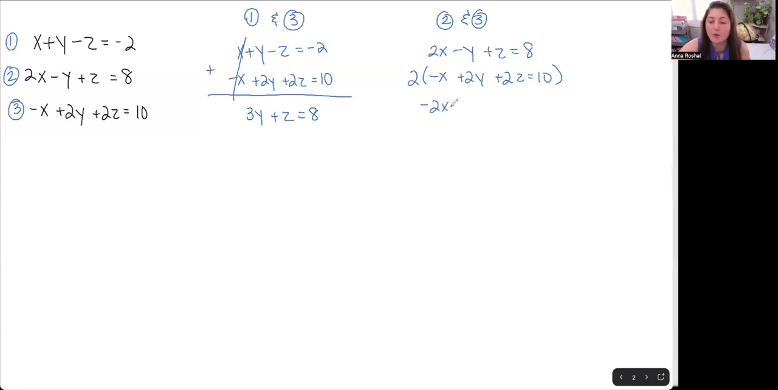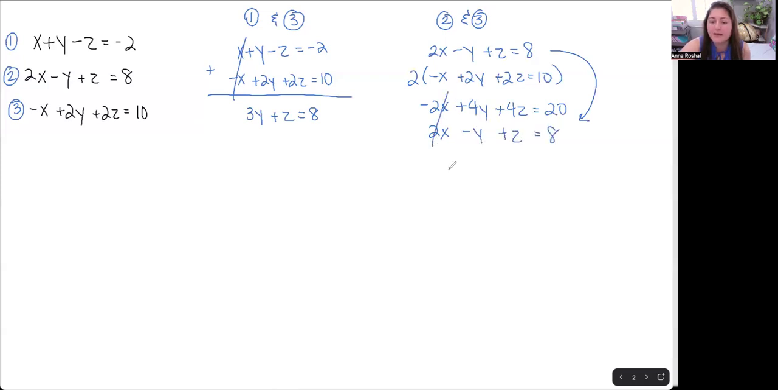And I'm going to multiply the whole equation, so every single term, including the last term on the other side of the equal sign. So I'm going to have negative 2x, then I'll have plus 4y plus 4z equals 20. And then just like last time, so that I have them one on top of the other, I'm going to bring this guy down here.